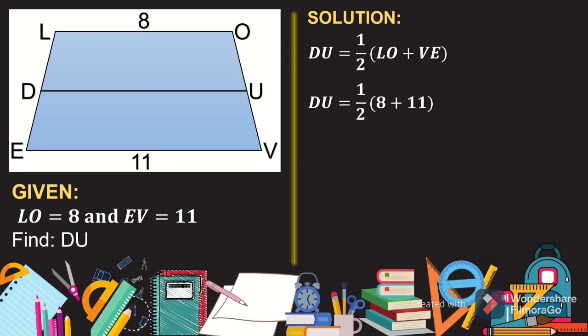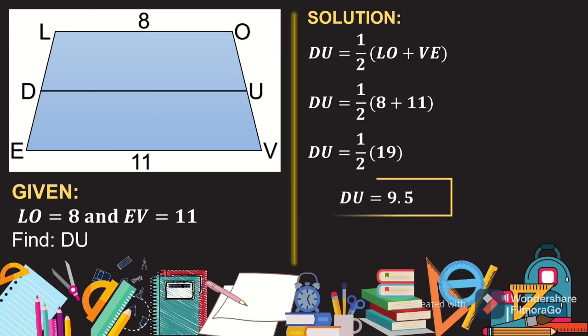Next, substitute the given: DU is equal to 1/2 times LO, which is 8, plus EV, which is 11. And then 8 plus 11 is equal to 19. So we have line DU is equal to 1/2 times 19, and half of 19 is 9.5. That means line DU is equal to 9.5.